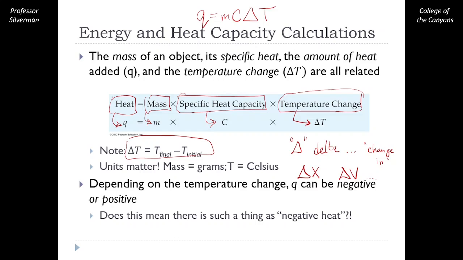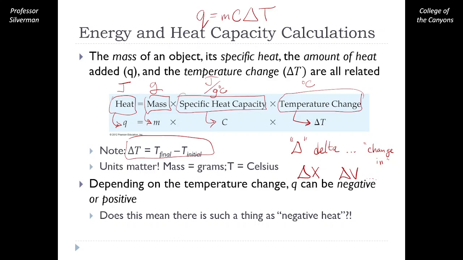A couple notes on units and signs. Make sure that your units all match up. If you have your units of mass in terms of grams, your specific heat capacity in joules divided by grams degrees Celsius, your temperature here can be in degrees Celsius. Your heat will end up in units of joules.